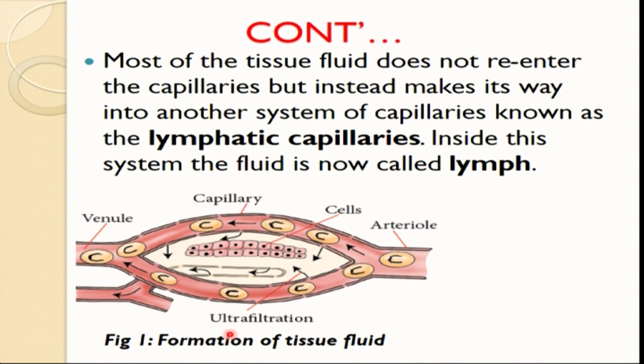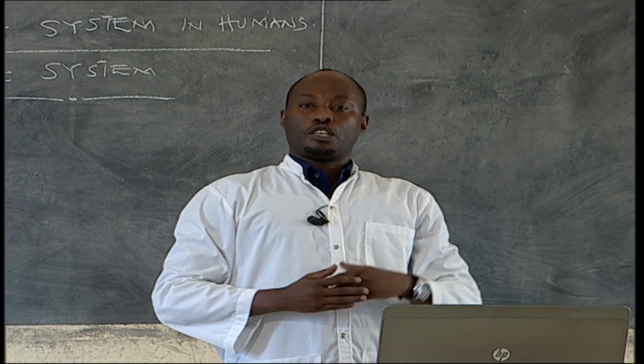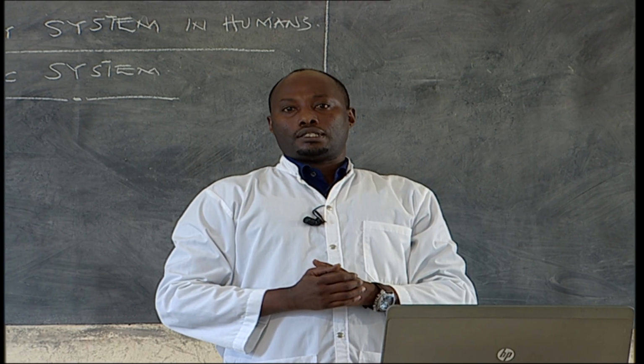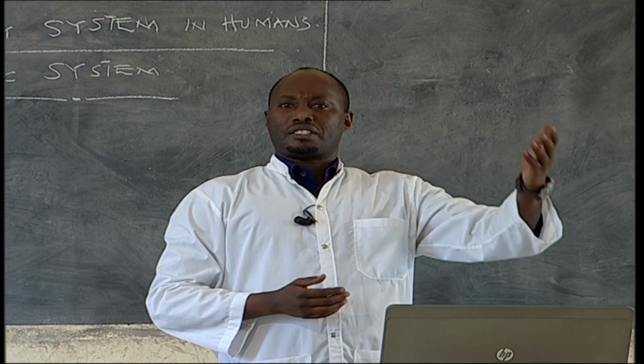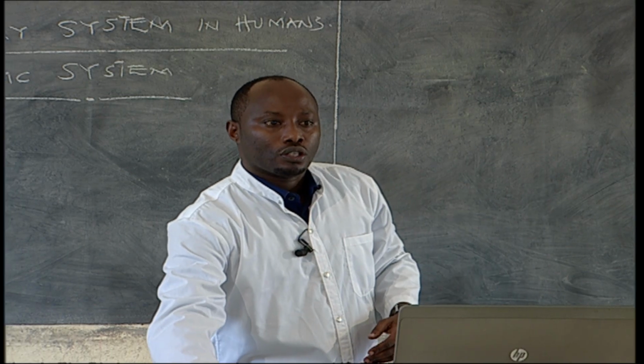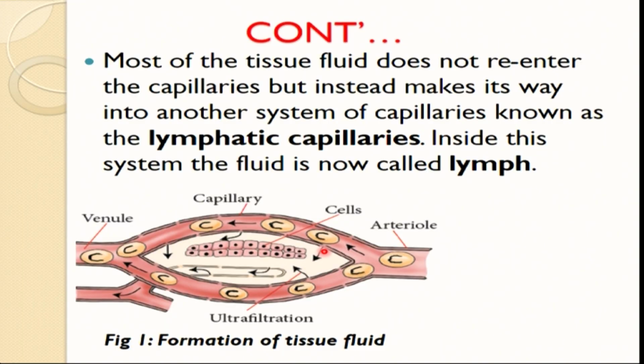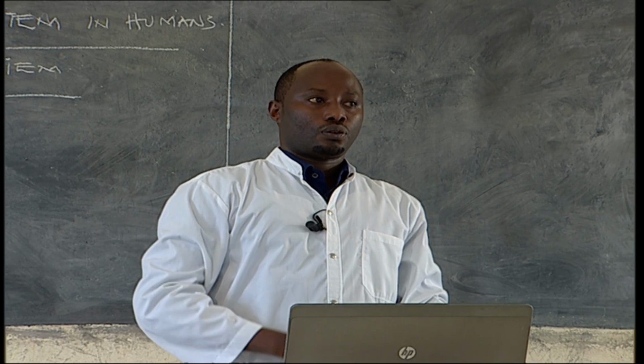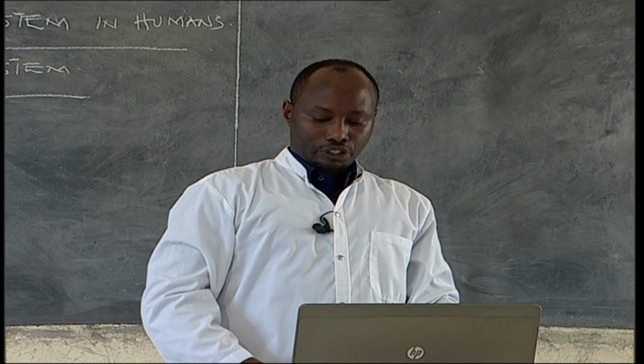Ultra means that you can filter some substances, and other substances cannot be filtered, especially those with large size. Take an example, proteins, red blood cells, and white blood cells cannot pass through because they have a large size. But water and other small molecules can pass through and form what we call a fluid. And eventually this fluid moving from here in the venule will be returned back into the bloodstream, where in the venule end they are in less concentration.